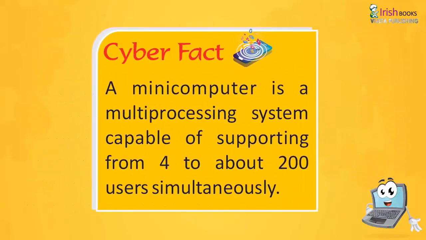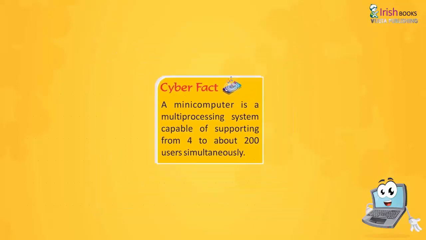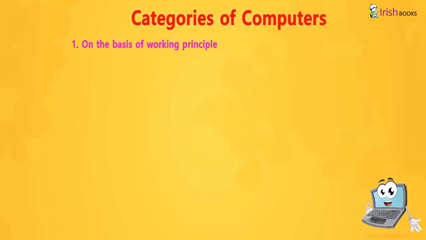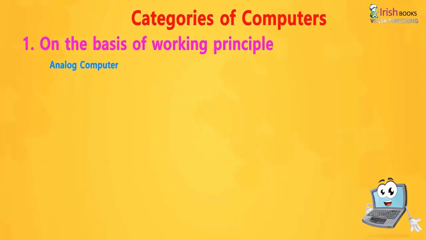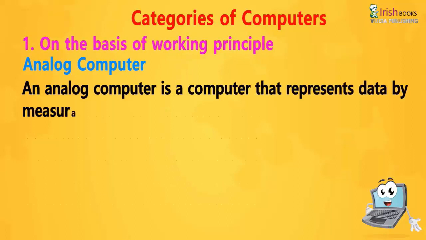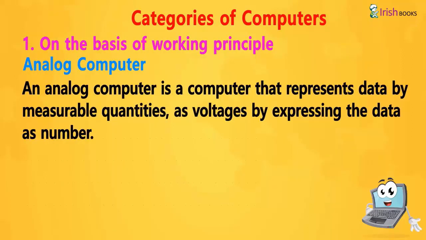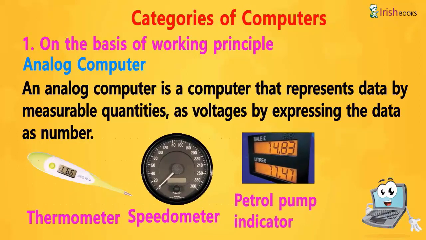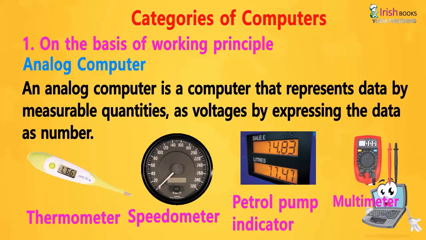CyberFact, a mini computer, is a multiprocessing system capable of supporting from 4 to about 200 users simultaneously. Categories of computers. On the basis of working principle, analog computer. An analog computer is a computer that represents data by measurable quantities such as voltages, by expressing the data as numbers.